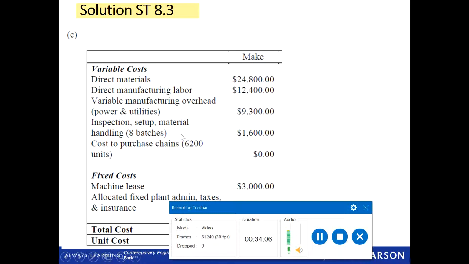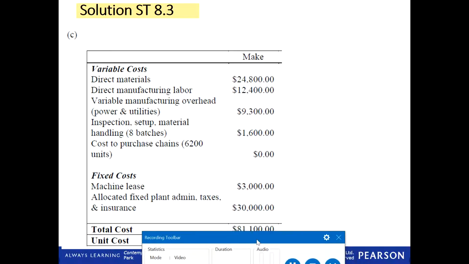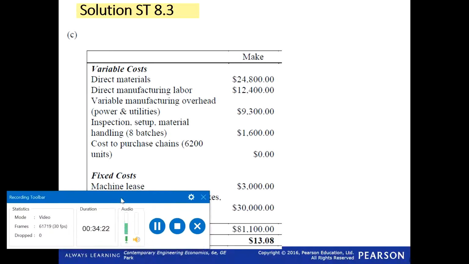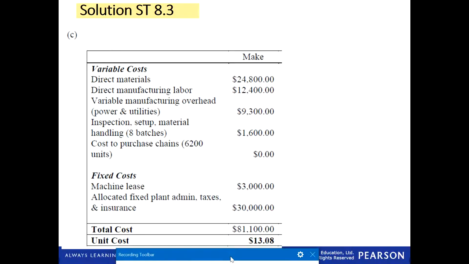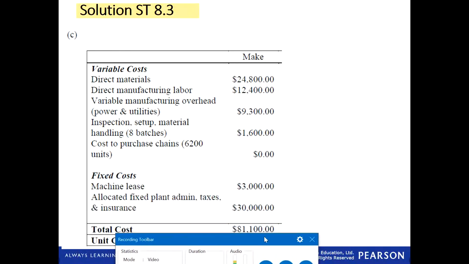This is for inspection setup, 8 batches, 200 is the cost of one batch, 200 times 8, 1,600. Right, this is fixed cost, which is machine lease, this is the same. So what is the cost now? 81,100. This is for 6,200 units. 81,100 divided by 6,200, you get a unit cost of 13.08 if we make it by ourselves, right?